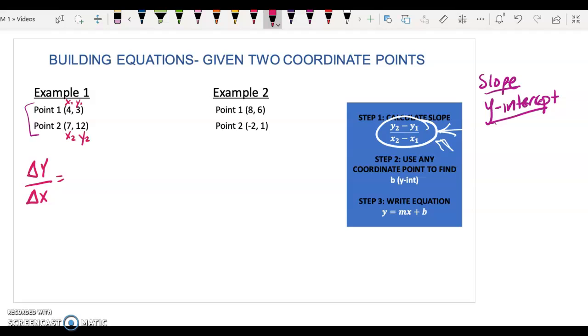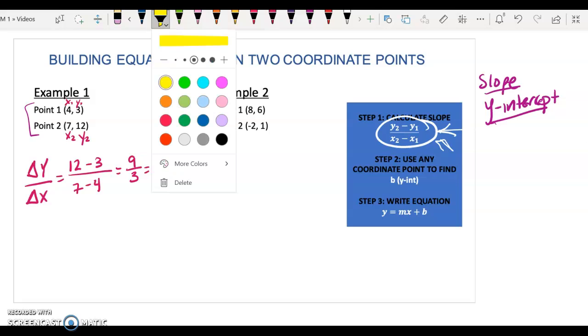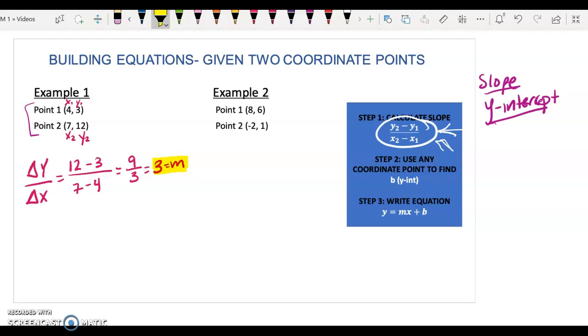So I'm going to start here with 12 minus 3 over 7 minus 4, and I'm left with 9 over 3, or 3. That is my slope. So that's part 1, and we'll keep it in the same colors. So this here is my slope.